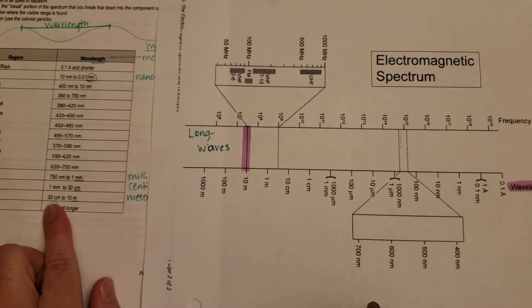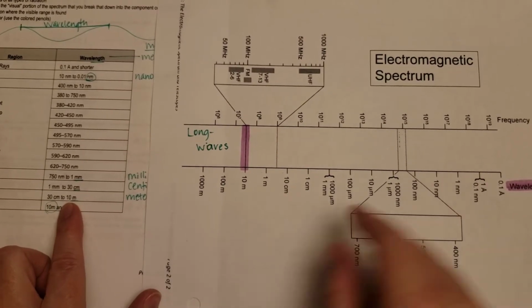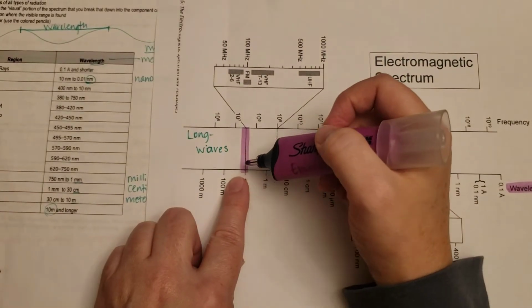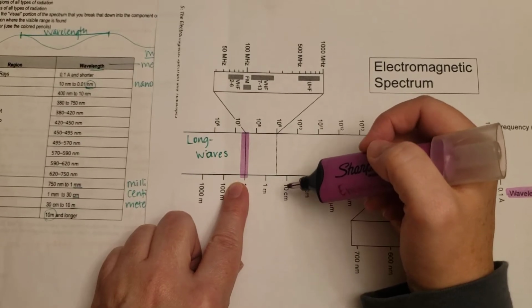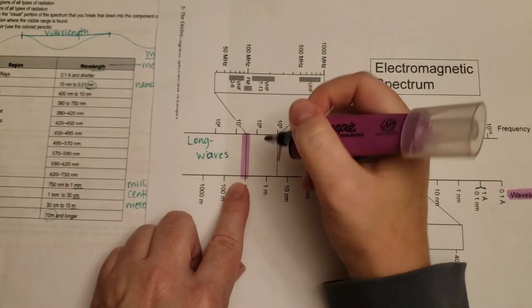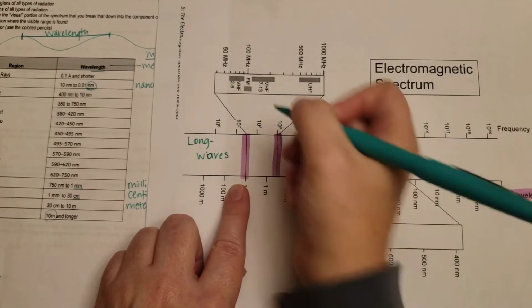Moving up to the next one, radio and TV waves. They're going to go from 30 centimeters up to 10 meters. So we have our 10 meter mark. If we start moving to the right, we're getting smaller and smaller. We don't want to come to here because that's 10 centimeters. So they've put us this nice line right there for our radio waves.